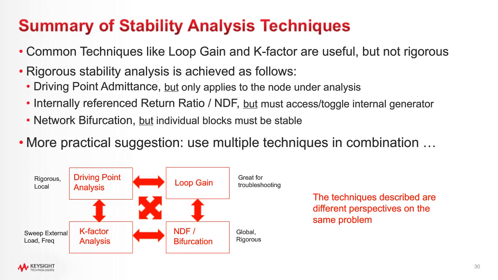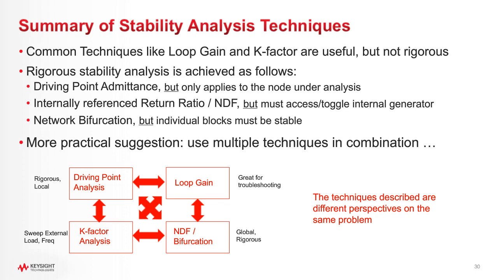So I've got 4. I showed you a couple of different techniques here. Common techniques like loop gain and K-factor are useful, but they're not super rigorous. Rigorous stability analysis, I showed you in this section. You can compute driving point admittance, but it's only going to apply to the node you're currently analyzing. So if you have 100 nodes and you're looking at one, you can determine if that node is stable, but not if everything is stable. Internally referenced, that's pretty important.